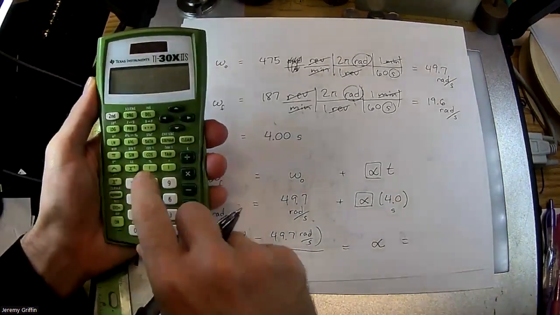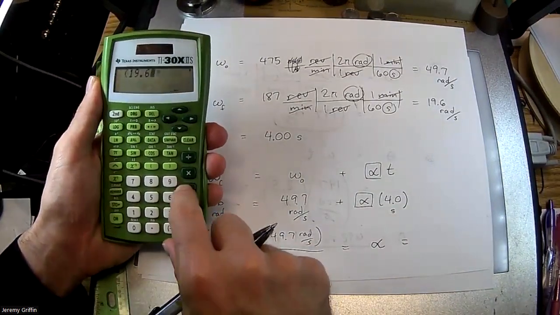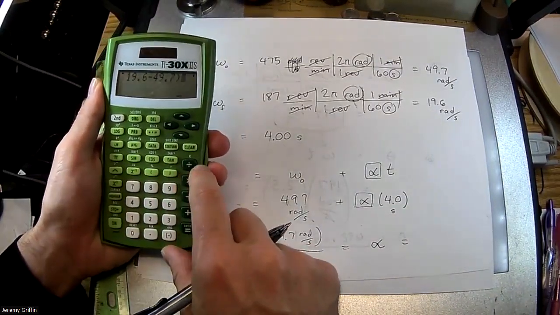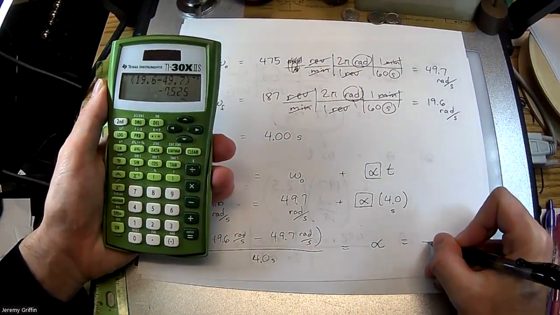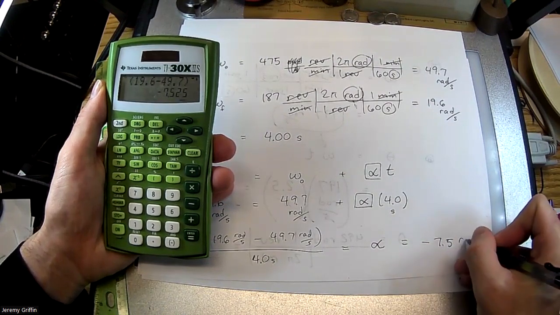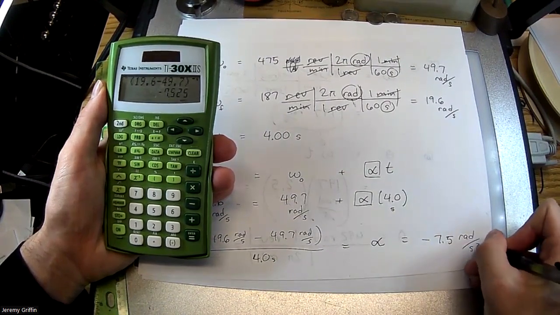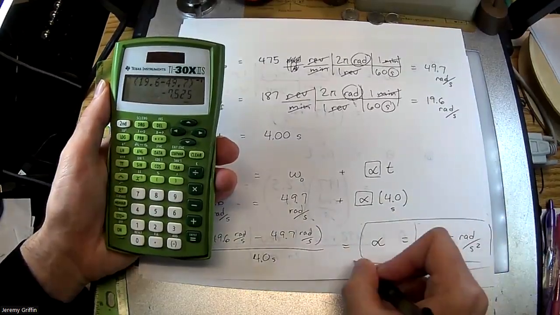Gotta make sure this is in parentheses. That many radian per second minus that many radian per second, all grouped together, and then divide by 4 seconds. Yep, it's definitely negative. About that many radian per second squared, right? Then, depending on how many digits you keep, I guess 7.5.